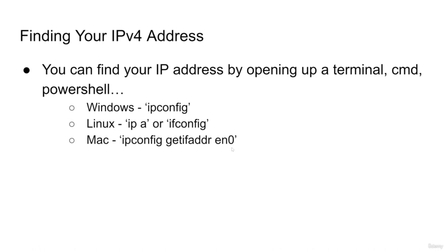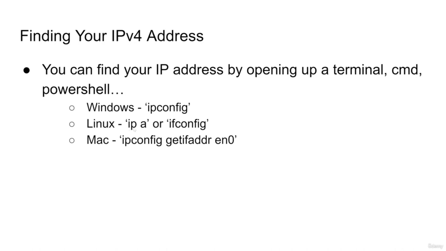So how can you find your own IP address? This is an important thing we're going to have to do. You can open up a terminal or a CMD or a PowerShell, depending on what device you're on or operating system. And in Windows, it's as simple as typing ipconfig. And I have a Windows computer, so we're going to do that shortly.